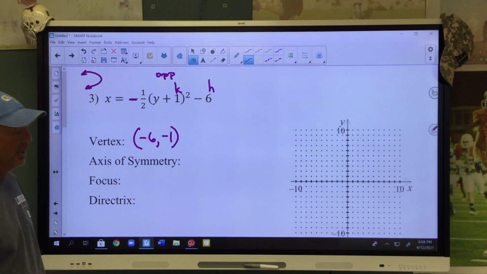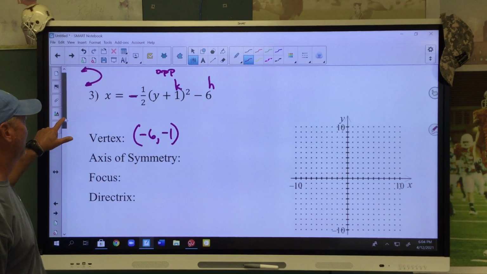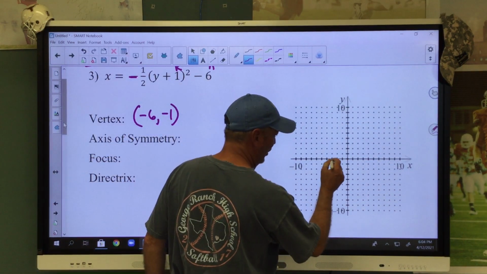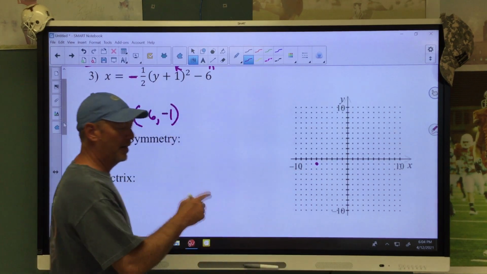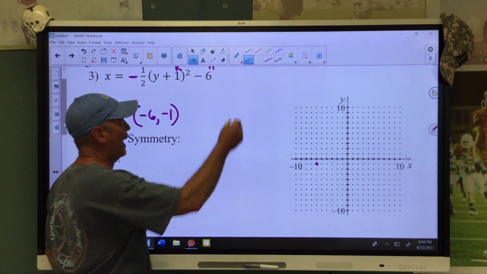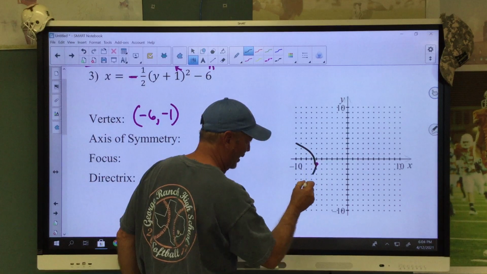Okay? So we're going to go over to our graph. Let me bump this just a little bit. Okay? At -6, 1, 2, 3, 4, 5, 6, -1. There's my vertex. Okay? I know that my graph is going to open to the left. We've just determined that guy right there.